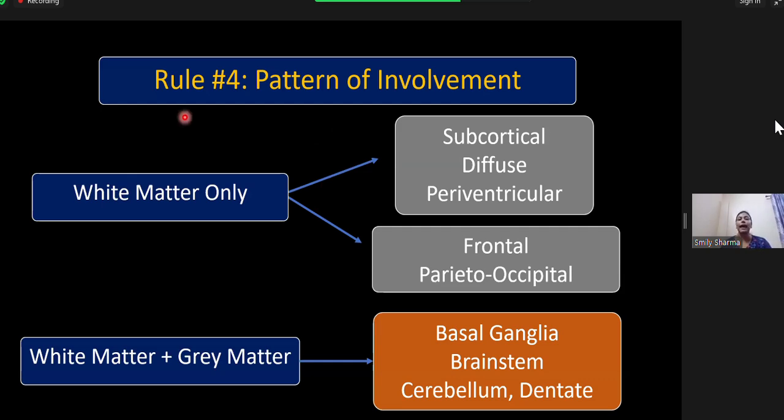The pattern of involvement can be associated with the white matter involvement. For example, whether the pattern is subcortical, diffuse, or periventricular, or the other pattern is the gradient, for example a PA gradient or AP gradient. So the involvement is frontal predominant or parieto-occipital predominant. Apart from this, we should also look at whether any other gray matter structures are involved along with the white matter, for example the basal ganglia, cerebellum, brainstem, dentate. Based on which structures are involved or not, we can narrow down our differential diagnosis.